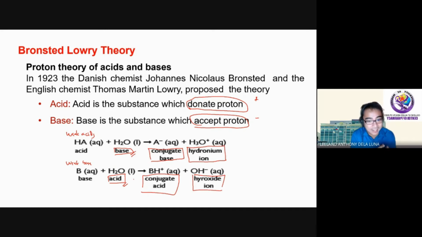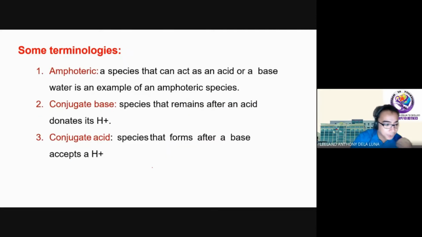Yun lang. Okay? Kaya, water ang ginamit natin example dito. So class, ang acid natin, right? So acid plus a base, which is water, combine them, you form a conjugate base and a hydronium ion. Okay? While on the other hand, a base, combined with an acid, will form a conjugate acid and a hydroxide ion.